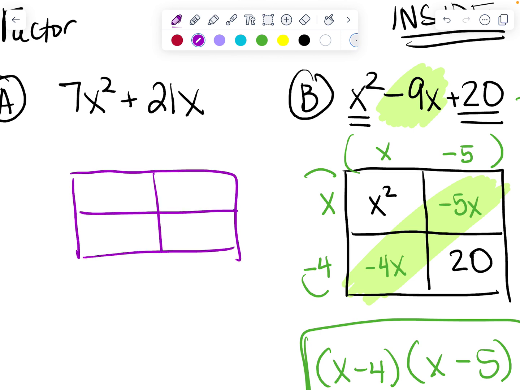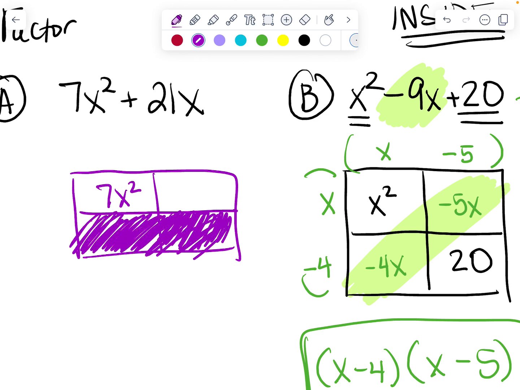Okay, here's your box. You start with 7x squared in the top left. And then you're like, okay, I'm going to put a number in here. The number that goes here is the number in the back. There is no number in the back. So that means you're not going to put anything here. And if you're not going to put anything there, you're not going to put anything there because they're in the same row. So don't worry about that. We don't need that. Ta-da!